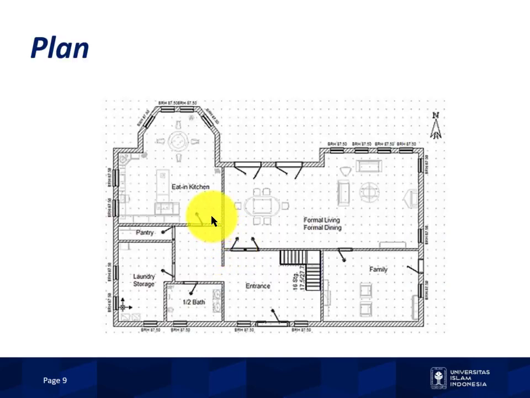Okay, so first we will talk about plan. This is an example of a plan image of a house. So we have a dining room here, eating kitchen here, laundry here, entrance here, family room here, etc. So a plan is like a pictorial view as if our position is on the top of the object.